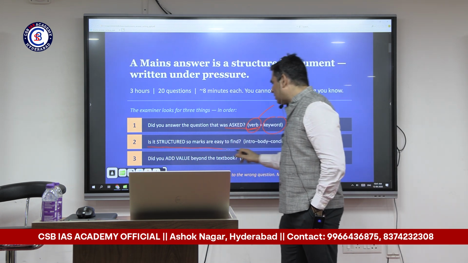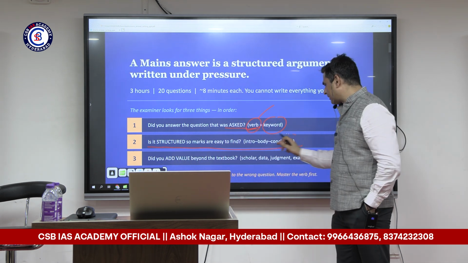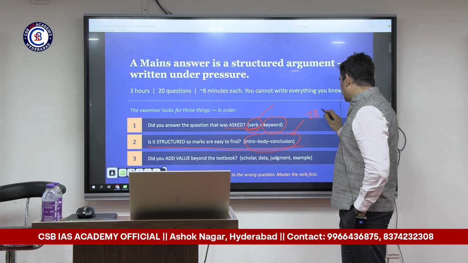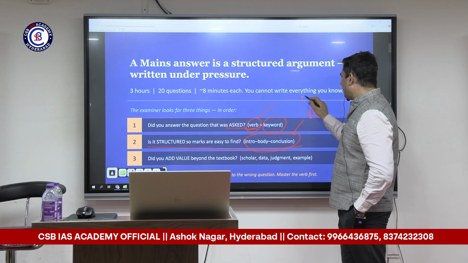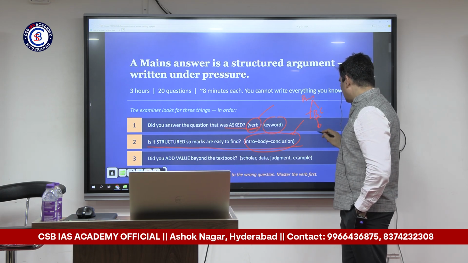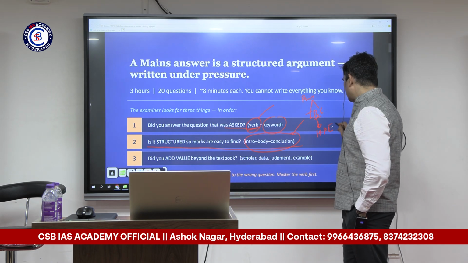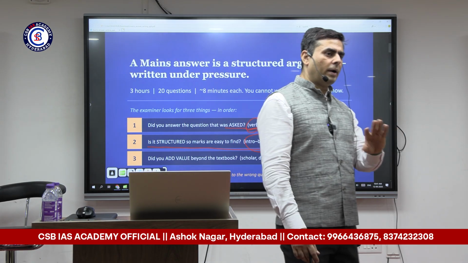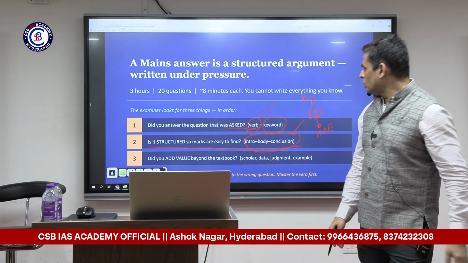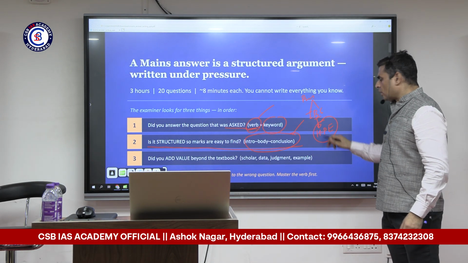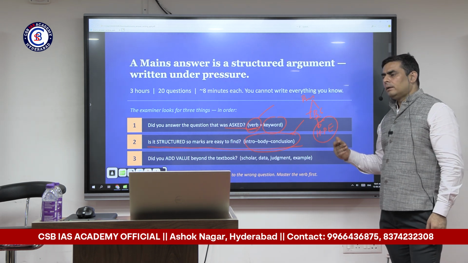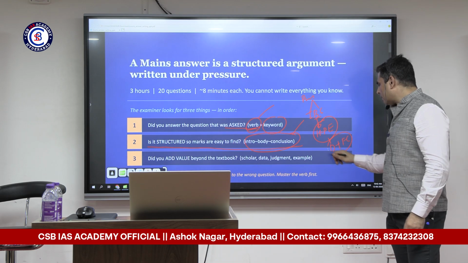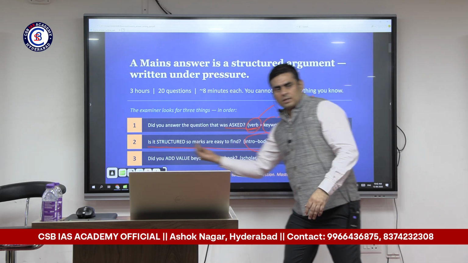Second thing, it should be structured so the marks are easy to find. As I have just explained, intro, body and conclusion. IBC. Intro and conclusion in paragraph. Body is in heading, points, example. HPE. Heading, point, example. Heading, point, example. So this is how you will go for the body, and if required, diagram and flowchart. Diagram and flowchart if required, to structure the answer.